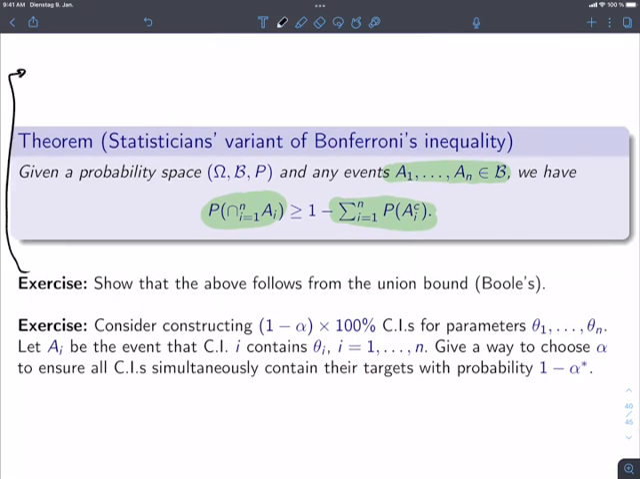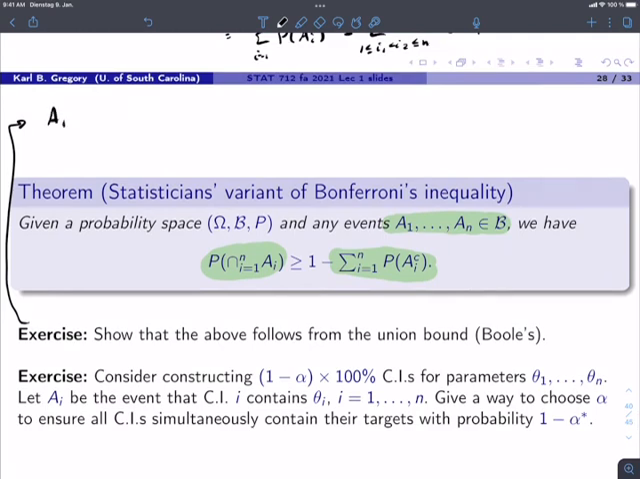Let's do the work up here. So let's say I have A1 complement through An complement. These are in my sigma algebra.